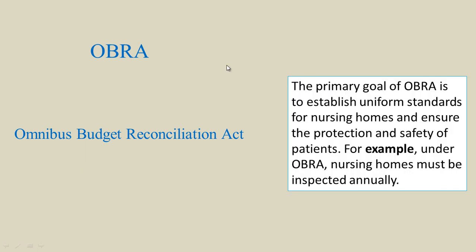OBRA, Omnibus Budget Reconciliation Act. The primary goal of OBRA is to establish uniform standards for nursing homes and ensure the protection and safety of patients. For example, under OBRA, nursing homes must be inspected annually.